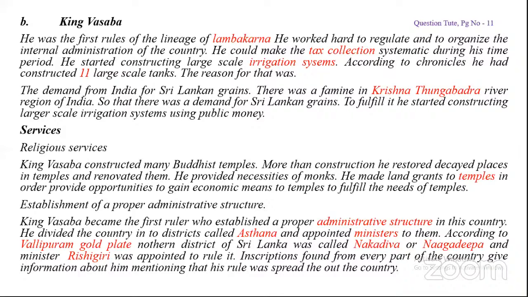He established a proper administrative structure. He divided the country into districts called Ahara. He appointed ministers. According to the Vallipuram gold plate, the northern district of Sri Lanka was called Nagadiva or Nagadeepa, and Minister Isigiri was appointed to rule it. Inscriptions found from every part of the country give information about him, mentioning that his rule spread all over the country. So that's a model question.